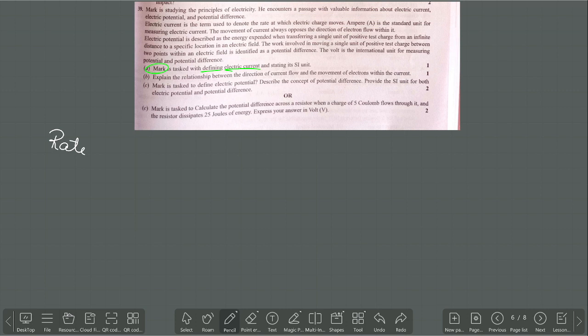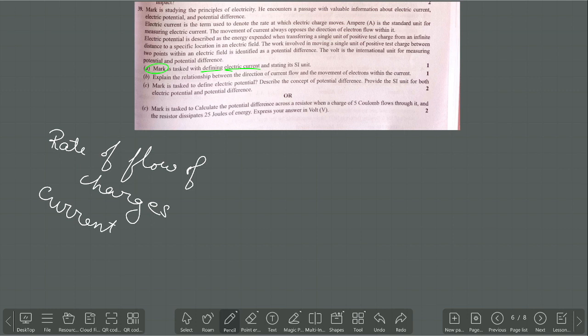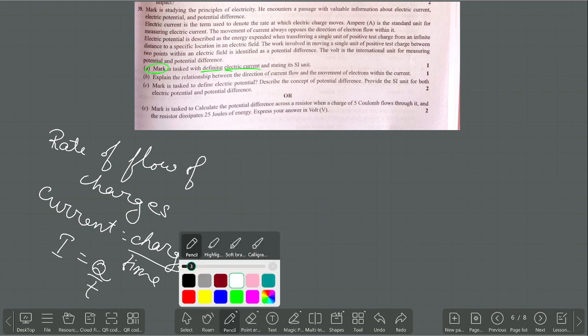Electric current is defined as rate of flow of charges. So after writing the definition, write the formula: current equal to charge by time. So after writing this, write in a symbol I is equal to Q by T. After writing this one, they are asking us to state. We should not write the SI unit.